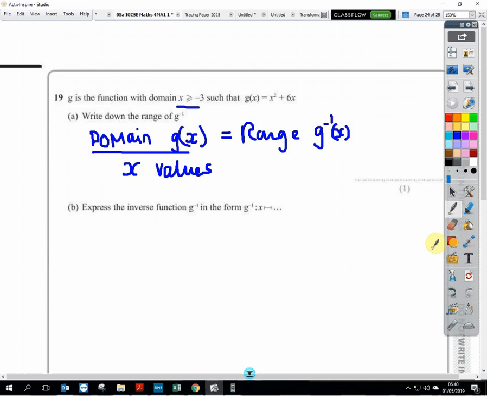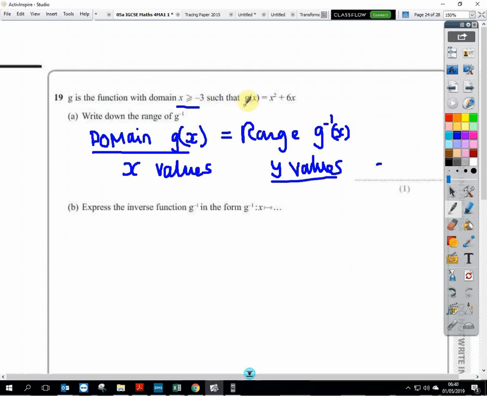Now, if in the original curve the x values are only valid for numbers greater than or equal to -3, when you swap the x's and y's around, the y values of the inverse function will also only be valid for values greater than or equal to -3. That's what range means. Range means y values, which y values are valid on the inverse function. It's the same as the x values on the original function. So the answer you can write like this.